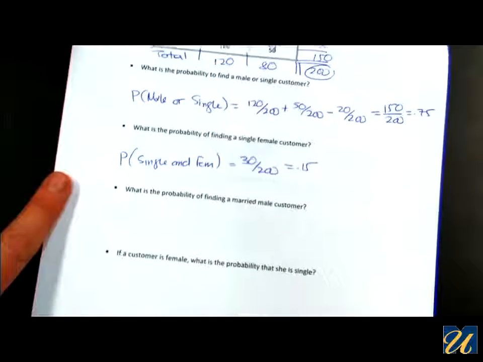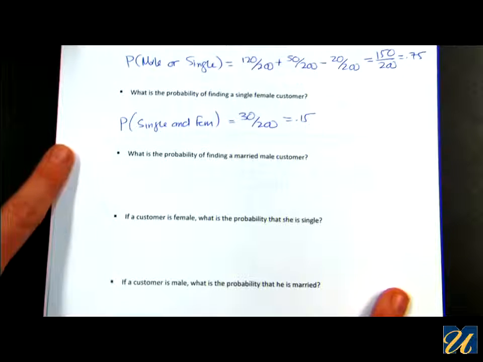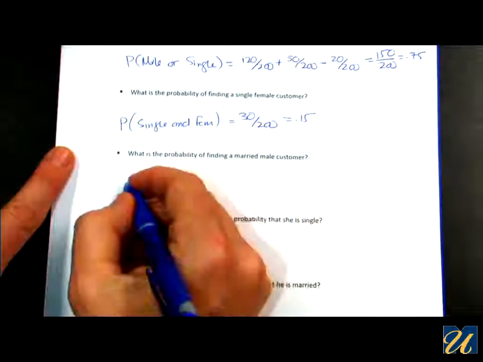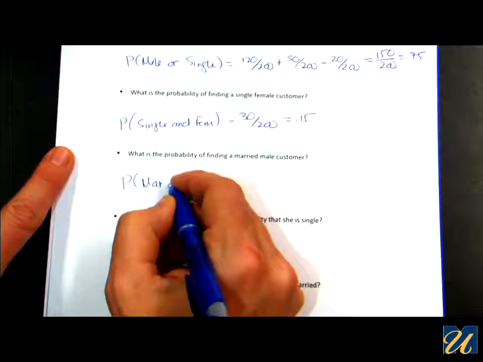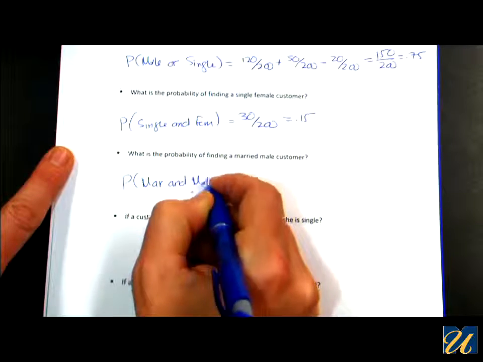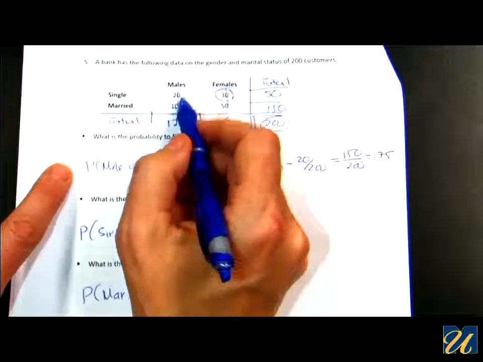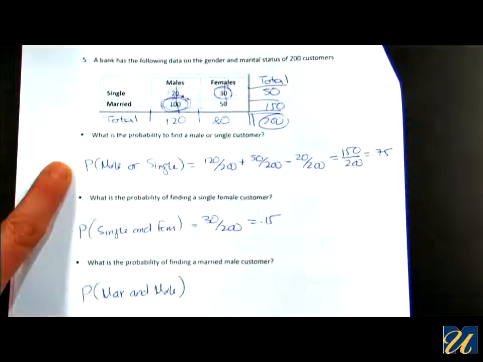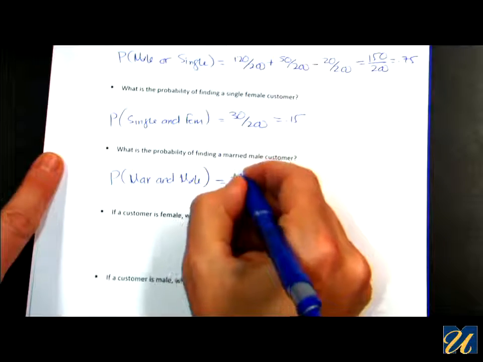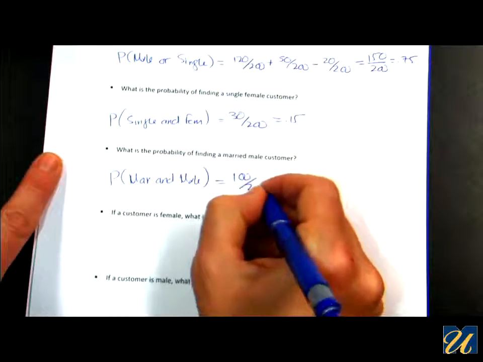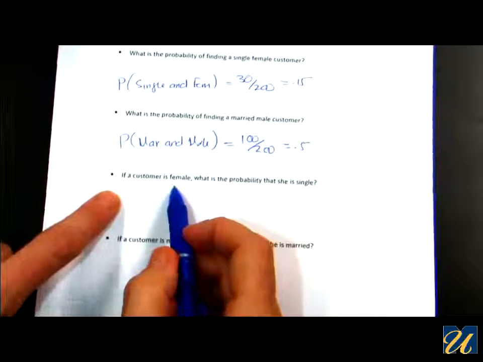What is the probability of finding a married male customer? Married male, again, point of intersection. I want both characteristics, married and male. So married male right here, where do they meet? Point of intersection, 100 over 200, which is 0.5.